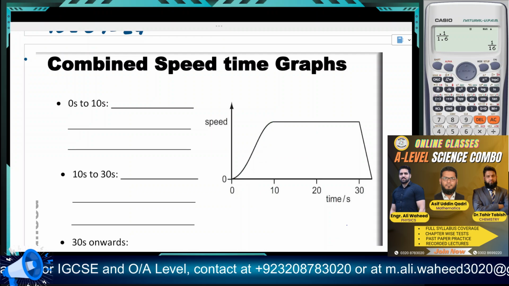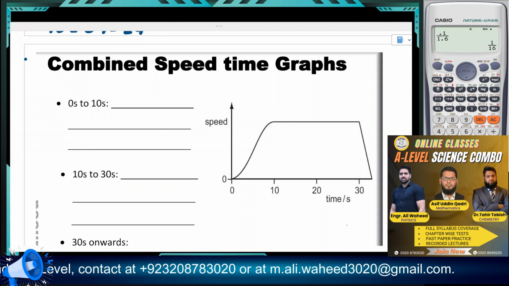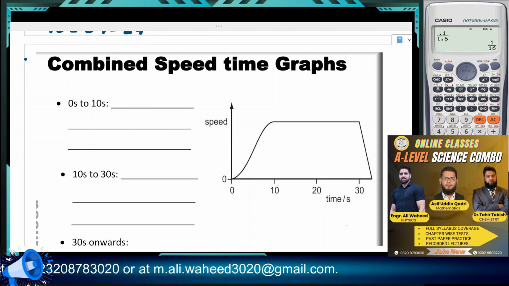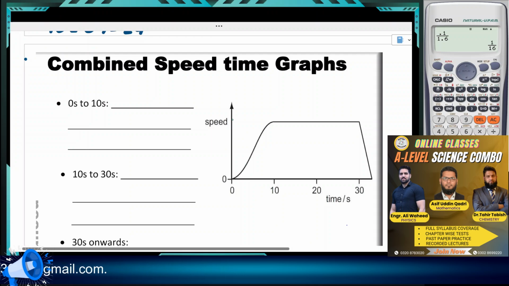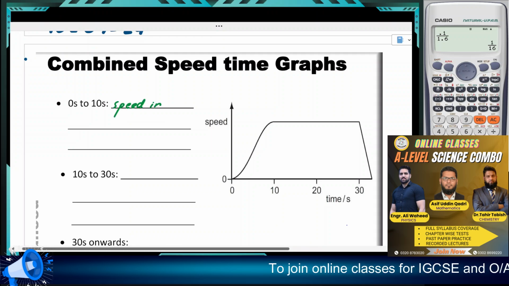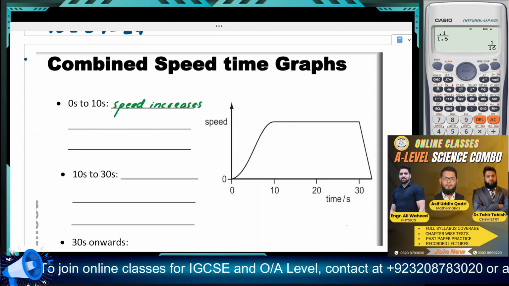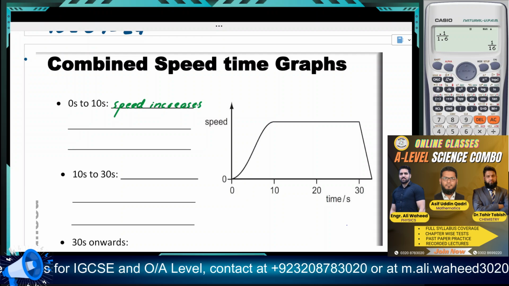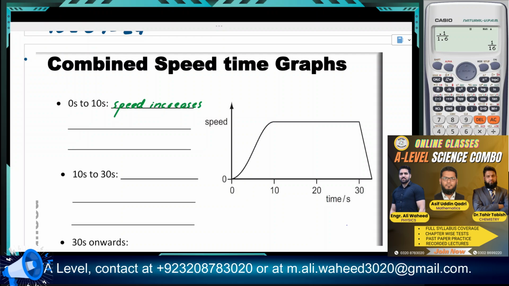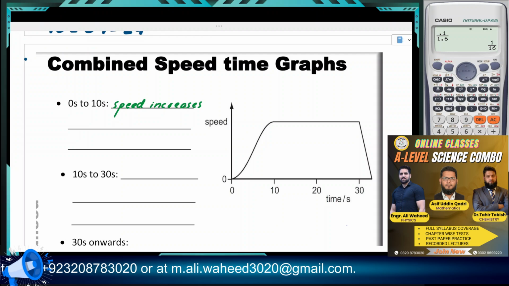So from the speed time graph, we have to comment on the acceleration and speed. First, from 0 to 10 seconds, the speed is being increased from 0 all the way to 10 seconds. If it is velocity, velocity is being increased. But the speed is increasing in at least two different ways.